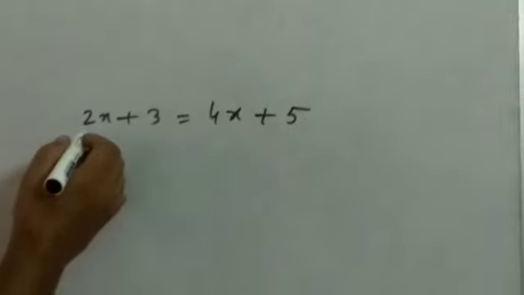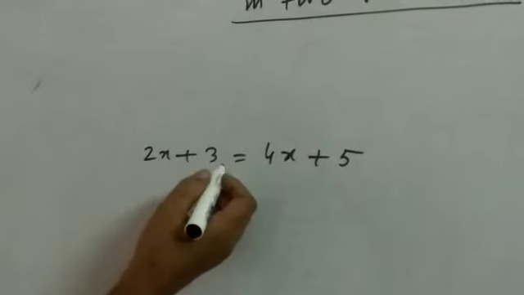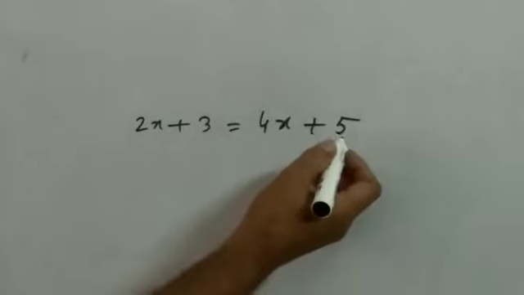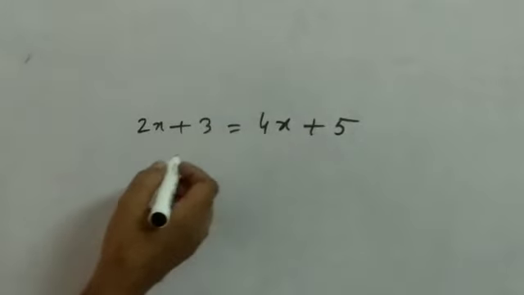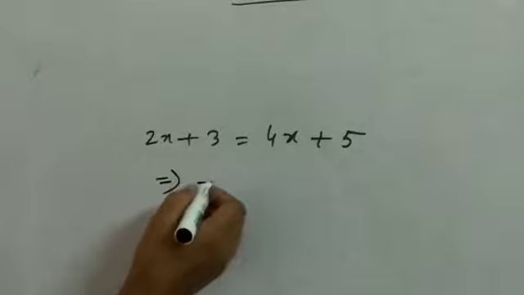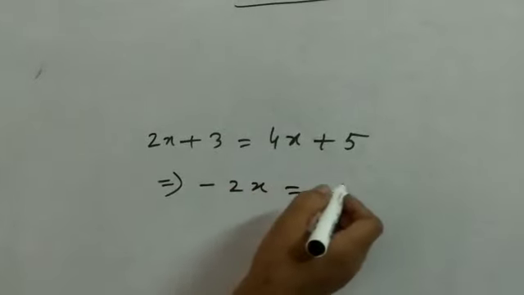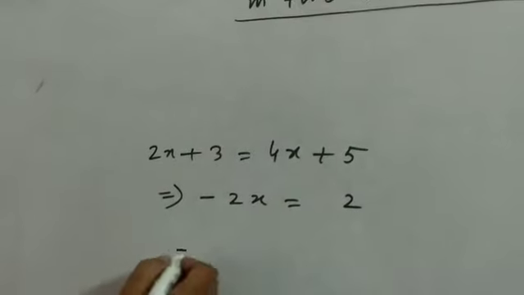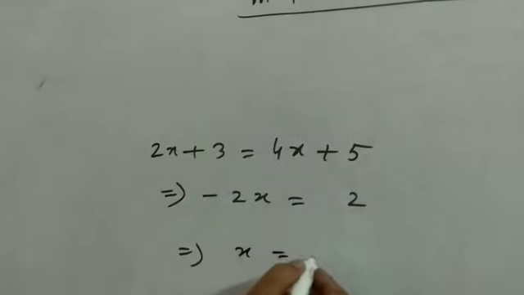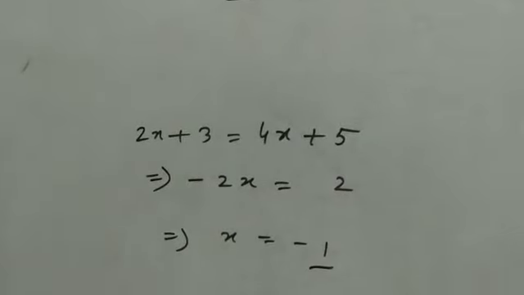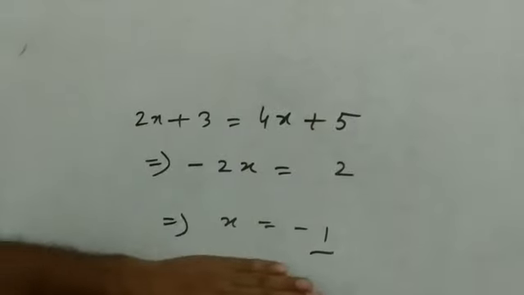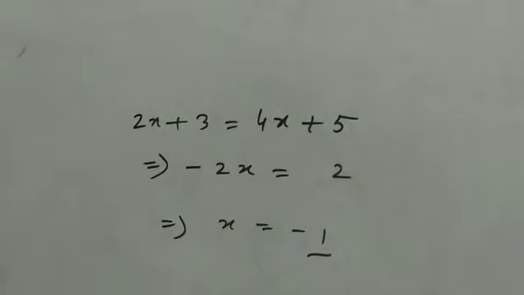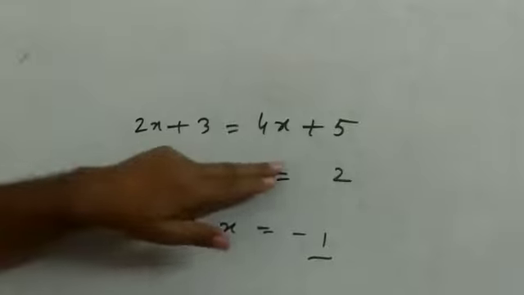So we can solve. Here the variable is x, and 2 and 4 are the coefficients, 3 and 5 are the constant terms, and we know how to solve it. It implies that x is equal to minus 1. This is the solution of this equation. You know how to solve the equation. So minus 1 is the solution of this equation.